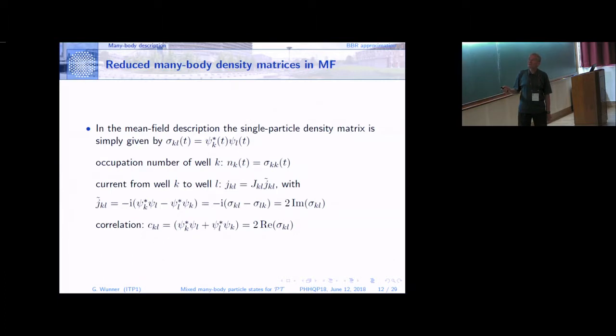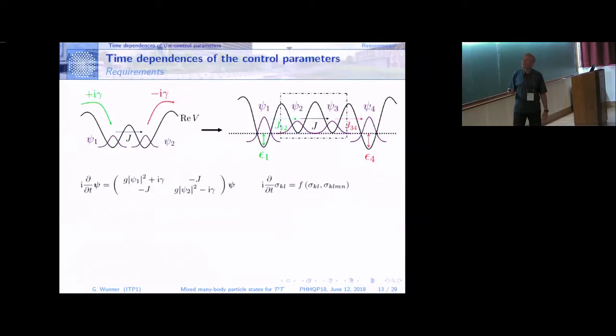The current between the two wells is given by the coupling times this reduced current, which can be expressed as two times the imaginary part of the one particle density matrix element. Similar for the correlation, with the plus sign, it is the real part. So it becomes sort of important in what follows.